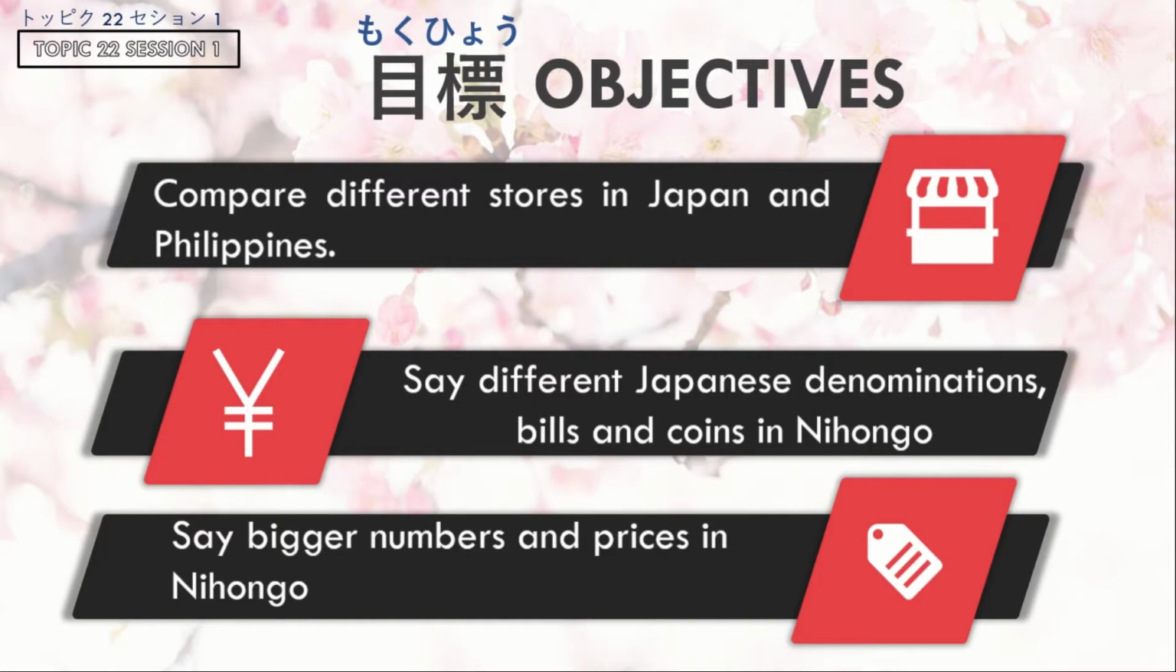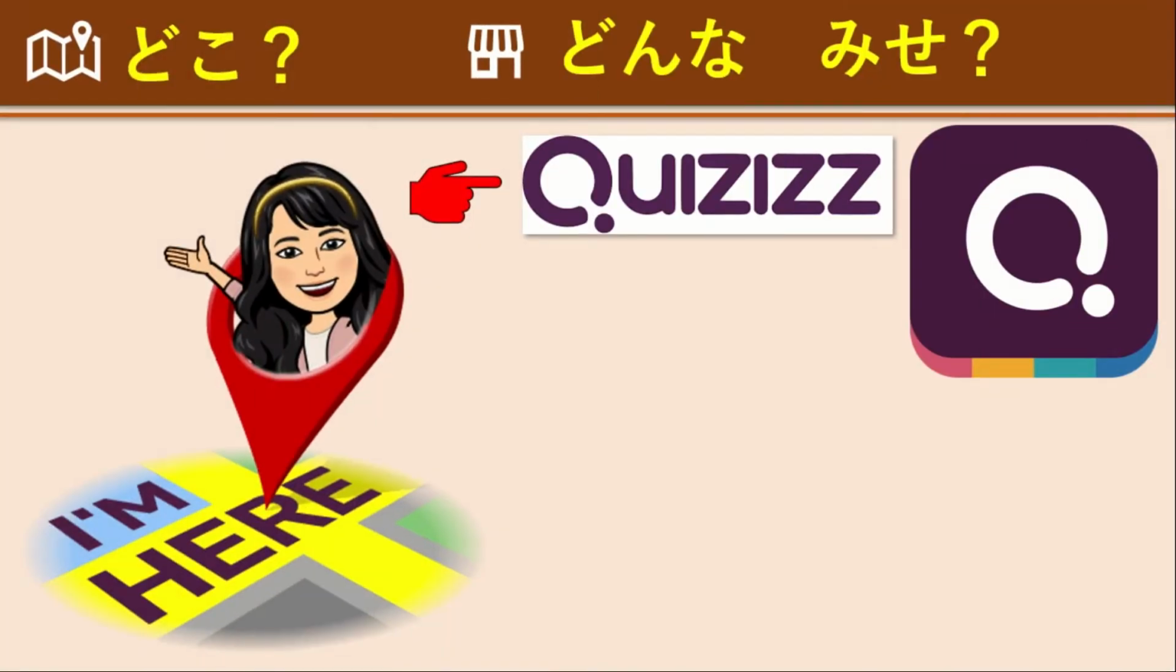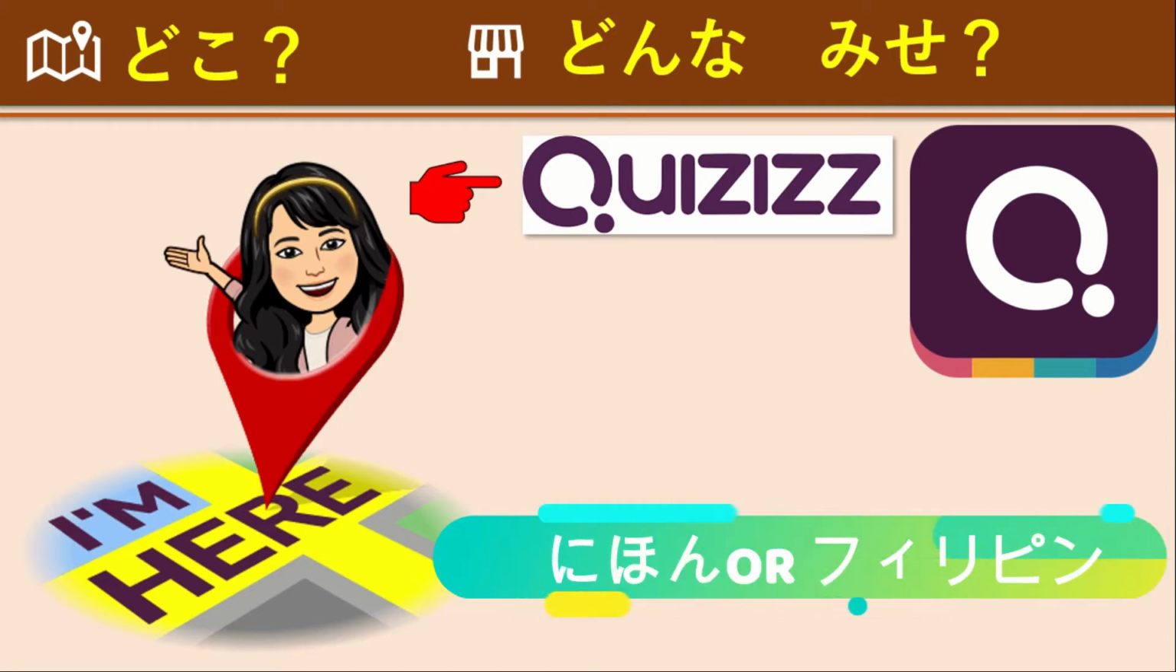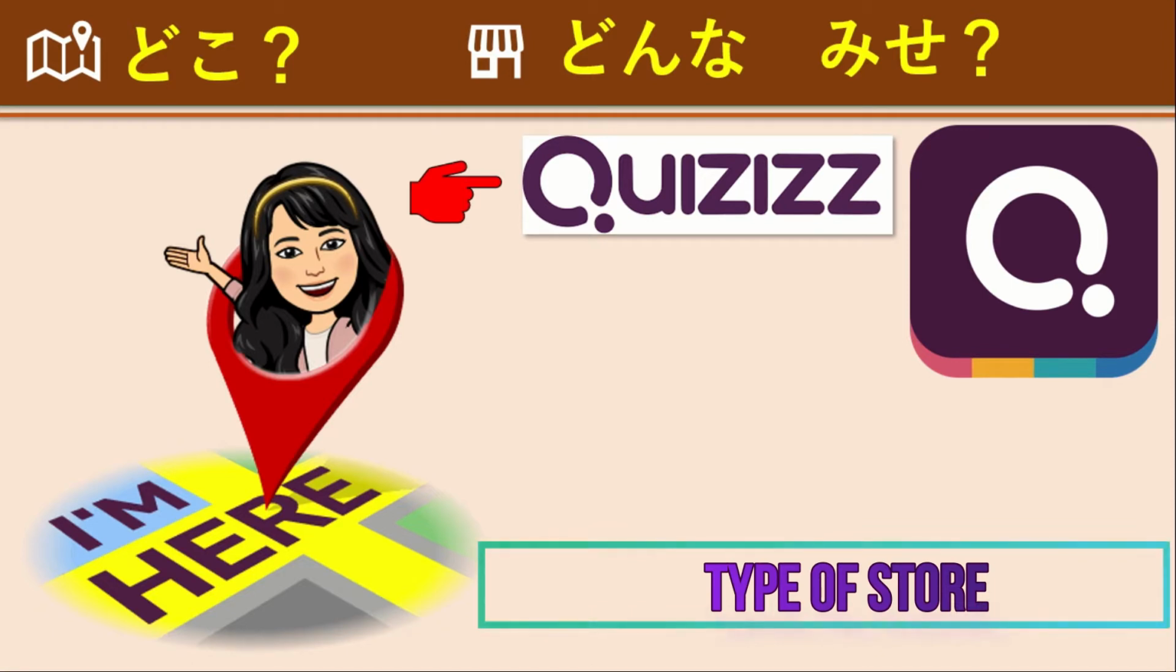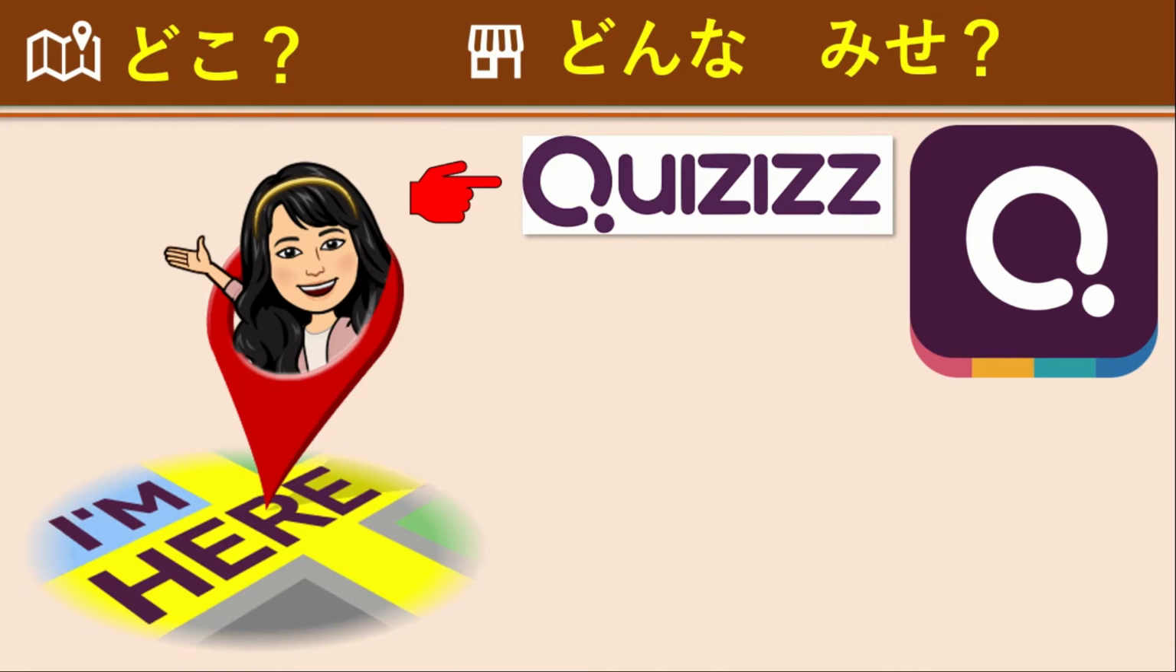Let's begin with an activity. Doko? Denomination? We will use an interactive application for this. You will access Quizizz to see the pictures and to determine if that picture is found in Nihon, or Japan, or the Philippines. You will also identify the type of store based on the picture shown. That's why you have there Doko for Nihon or Philippines, and Denomination to answer what type of store.